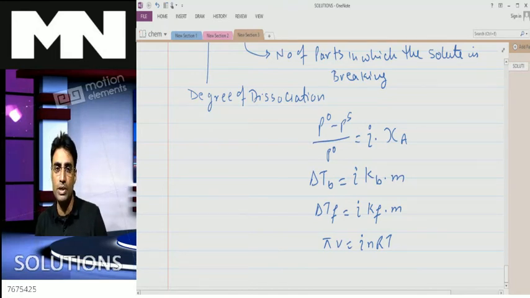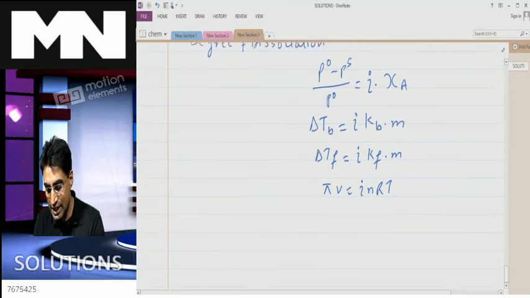So if you multiply these colligative properties by Van 't Hoff's factor, you will automatically get the correct molar mass. Although these colligative properties give you the observed molar mass, as soon as you multiply them by Van 't Hoff's factor, you will get the correct molar mass. Now we'll talk about the second part, that is association.